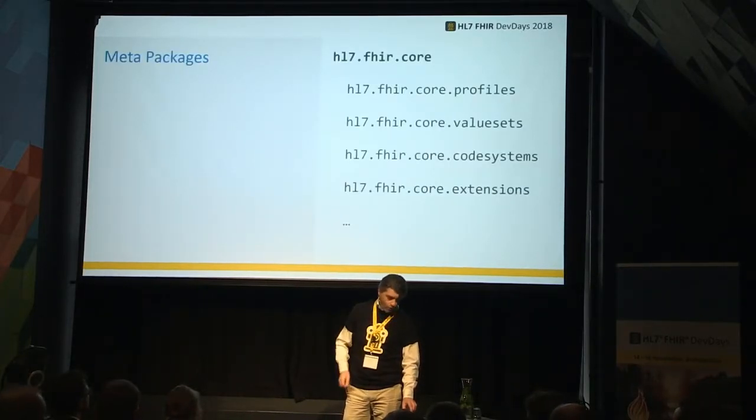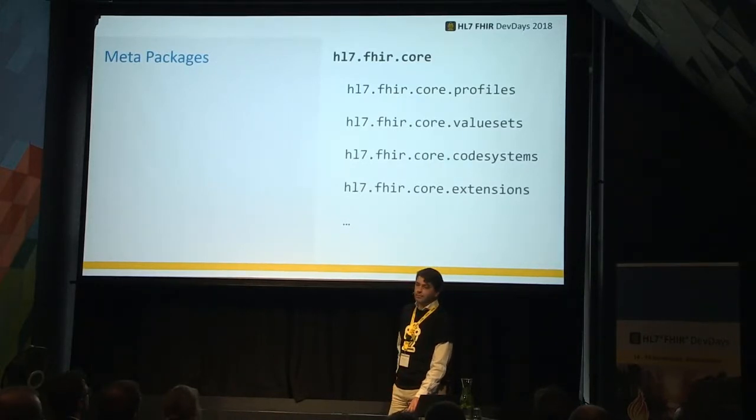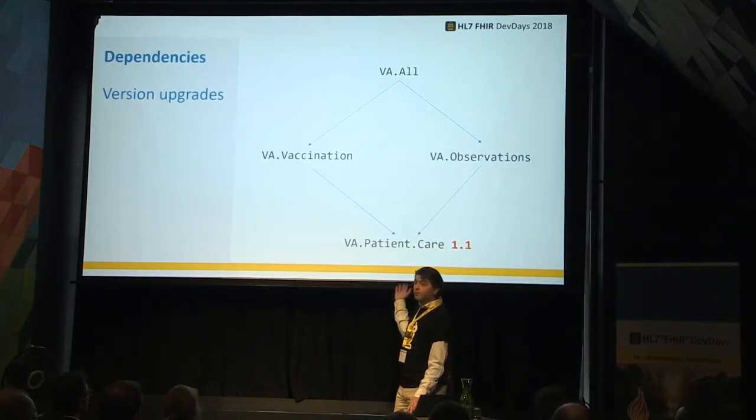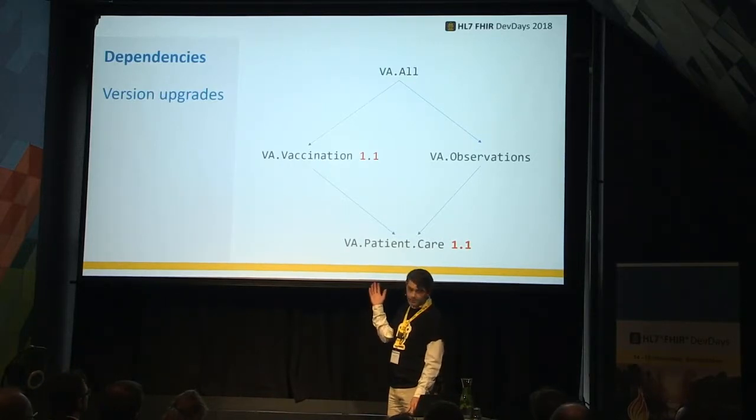In the core, with the core resources, we expect something like this. Not sure how exactly it's going to look, but you will probably have some HL7 FHIR core package that is a meta package for everything else. The nice thing is that if you now upgrade a package, there's nothing wrong. Nothing in the world changes. I just upgraded a package, I published it, and there's a new version. But as long as somebody uses VA all, he won't notice anything. He will probably notice that there's a possible update somewhere, but no need to use it. Then if you say, okay, I'm going to build upon that in my next version of my vaccination package, I can upgrade that package, and so forth.